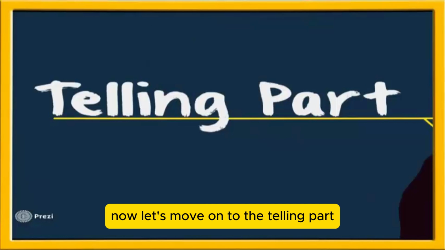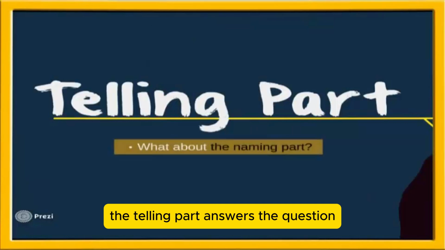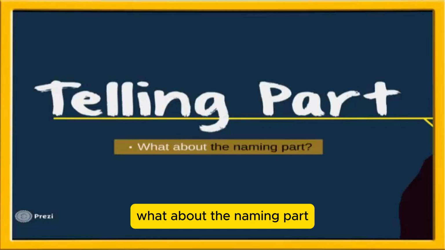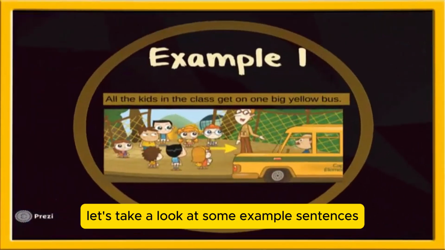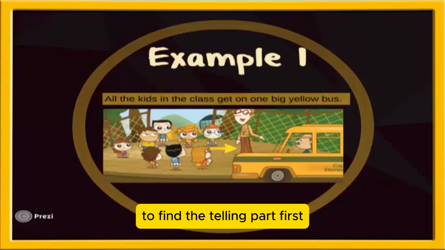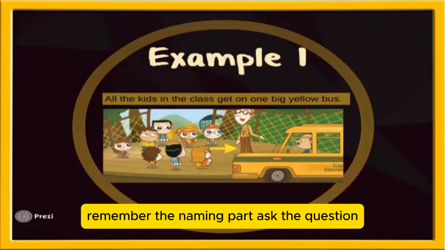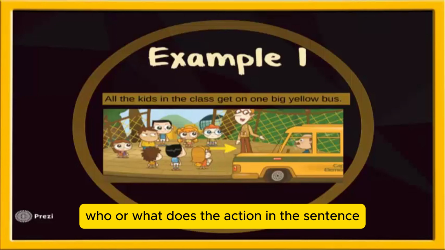Now let's move on to the telling part. The telling part answers the question, what about the naming part? Or what does the naming part do? Let's take a look at some example sentences. To find the telling part, first try to find the naming part. Remember, the naming part asks the question, who or what does the action?